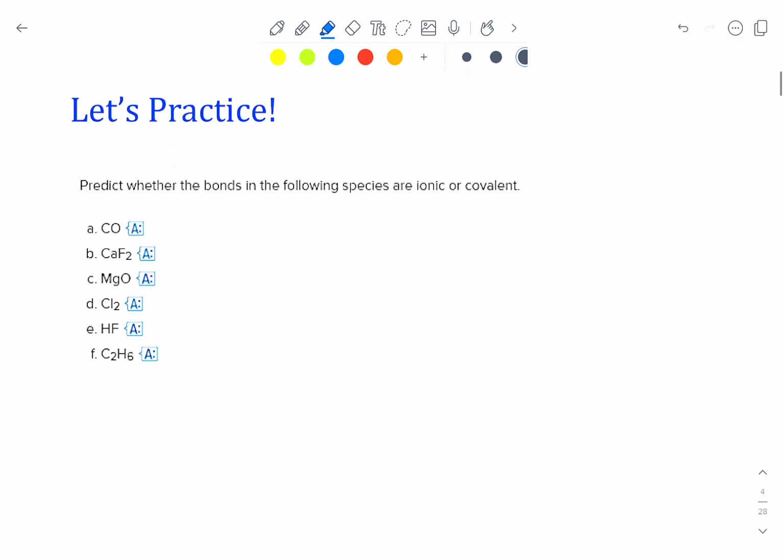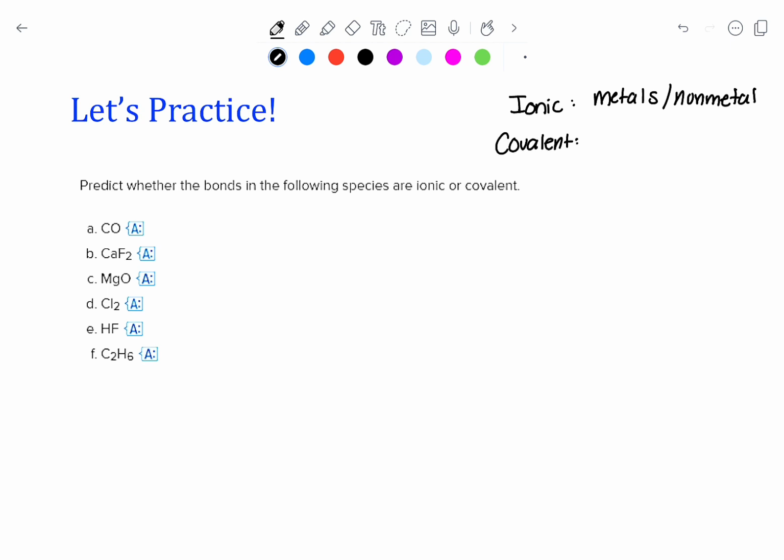So let's take a second and practice identifying the different types of compounds, because ionic compounds are between metals and nonmetals, and covalent compounds are between nonmetals and nonmetals. So you should take your periodic table out so that you can figure out where these atoms are to determine if they are metals or nonmetals and see if it's an ionic or a covalent compound.